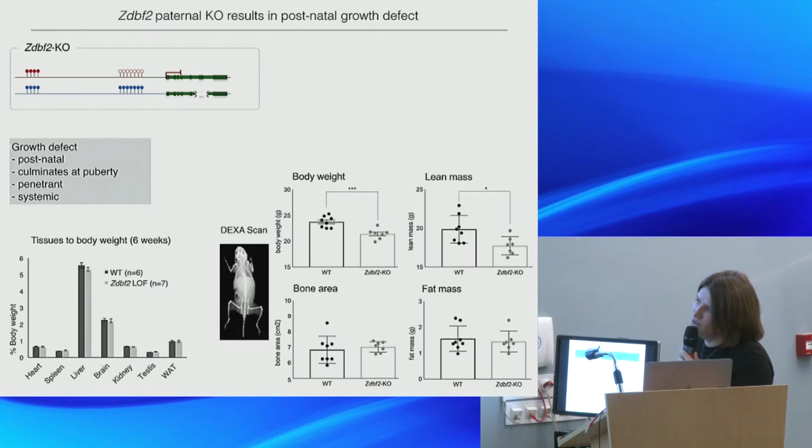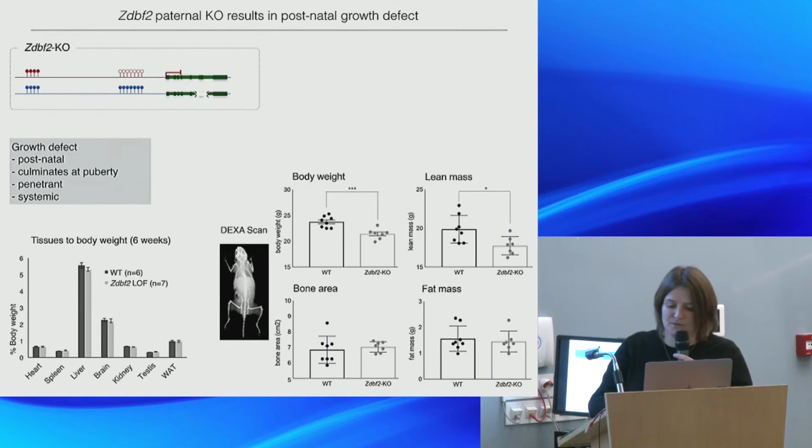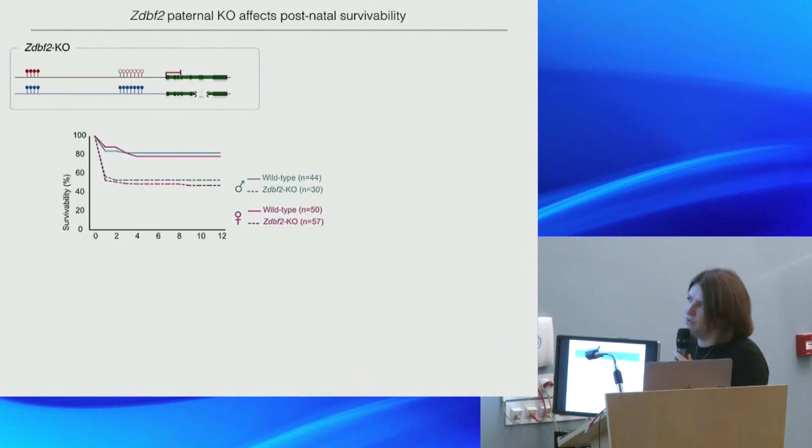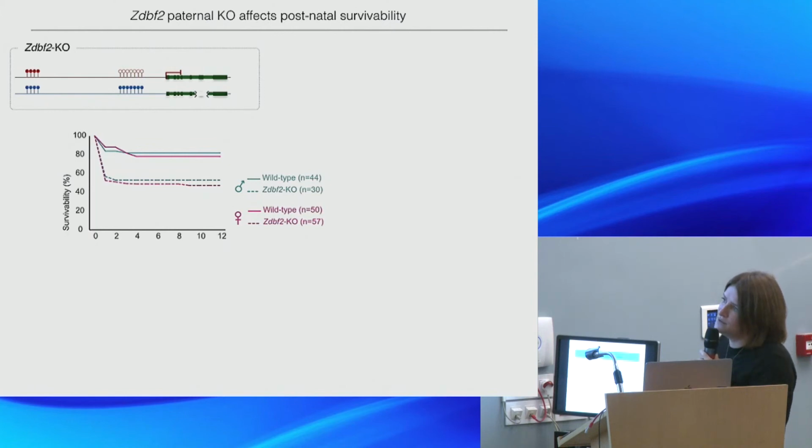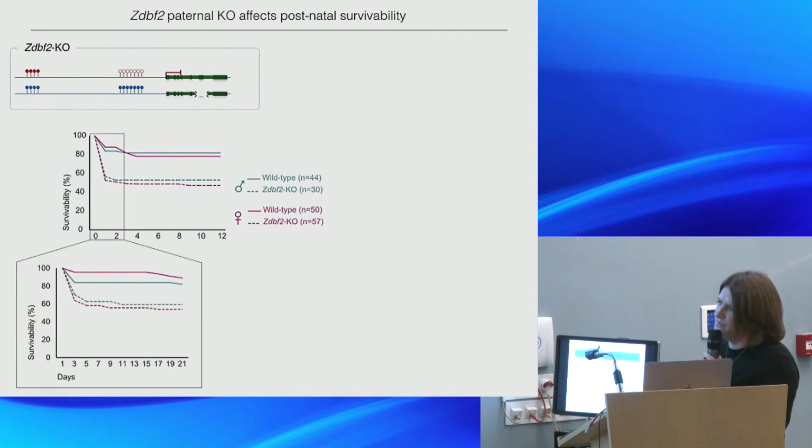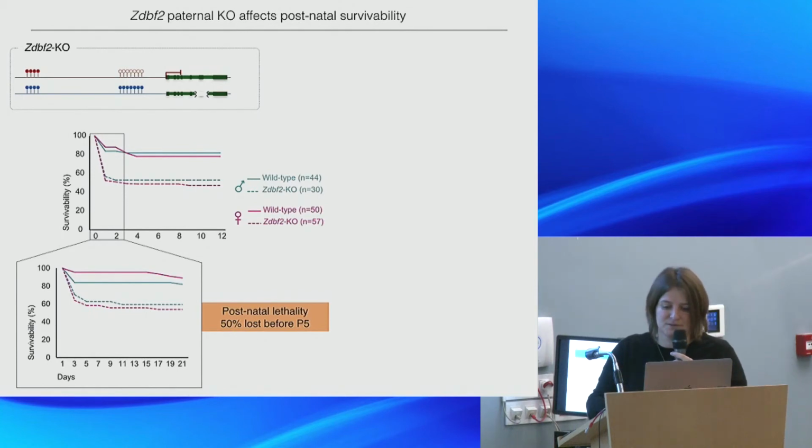And we can see that indeed the body weight is reduced, the lean mass is reduced, but there are no differences in bone area or fat mass. So it's a systemic growth defect. And what we found on top of this growth defect is a reduced survivability within the first days of postnatal life, meaning that ZBF2 is actually also required for postnatal survivability, and you lose almost 50% of your progenies before P5 when you don't have ZBF2 being expressed.